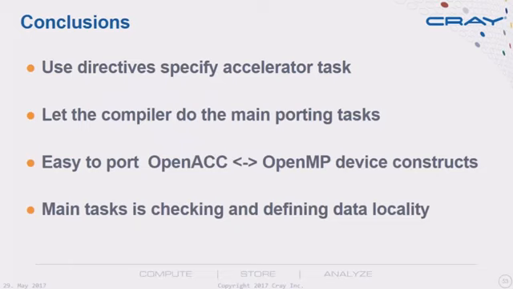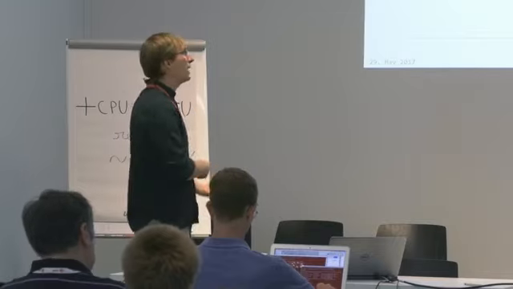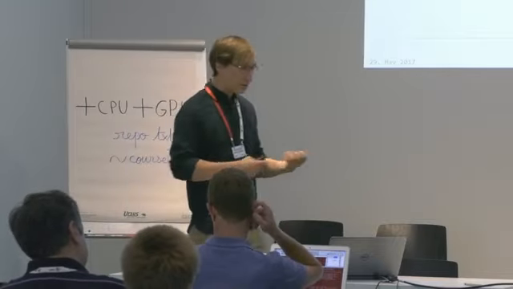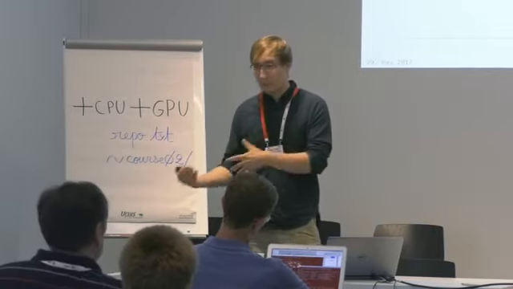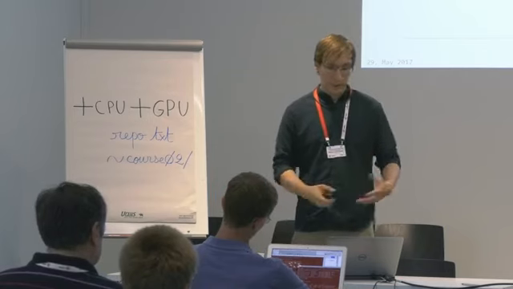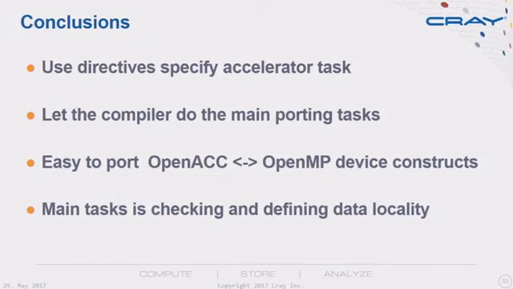So to conclude this session, from my point of view, device directives are an easy tool to port your codes to GPU, which is easy to maintain. It's also portable. Usually the compiler takes most of the work, so you just give the compiler some hints about what you want to port, maybe how it should be scheduled, and how the data should be moved. And from my point of view, you can also easily swap between OpenACC and OpenMP.